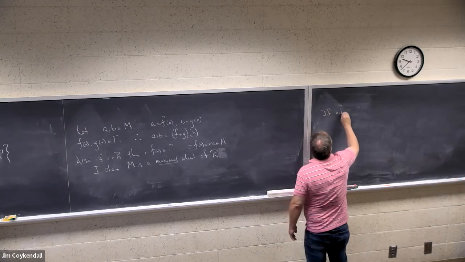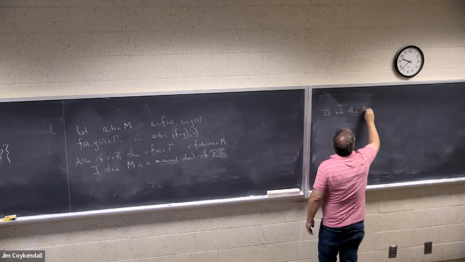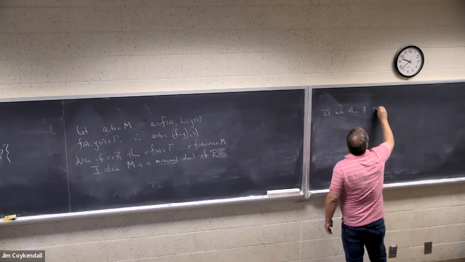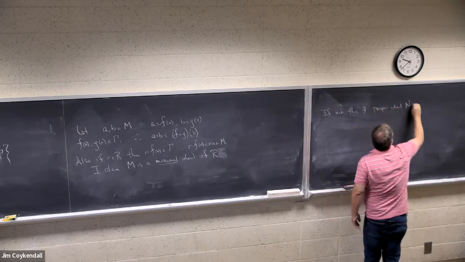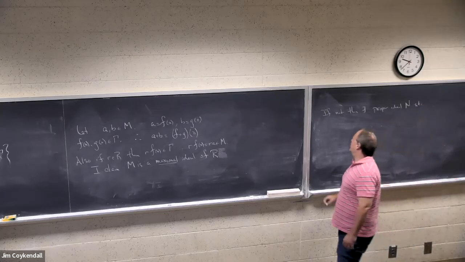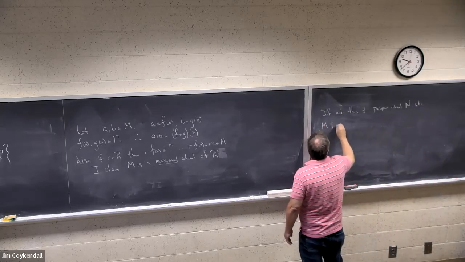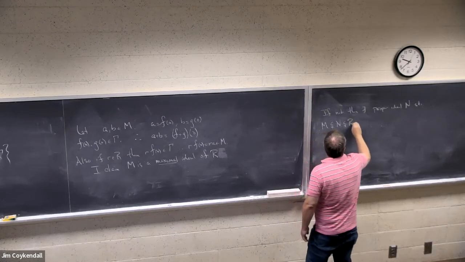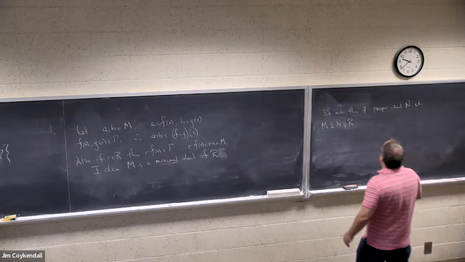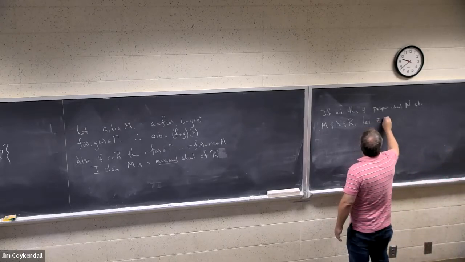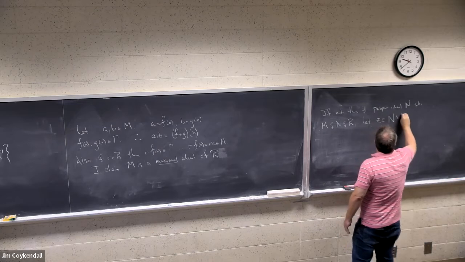If not, then there exists a proper ideal N such that M is strictly contained in N, which is strictly contained in R. And I'm going to do a contradiction, right? I'm going to prove that this can't happen. You cannot stick another ideal strictly between M and R. So if there is, then let C be in N, but not in M.